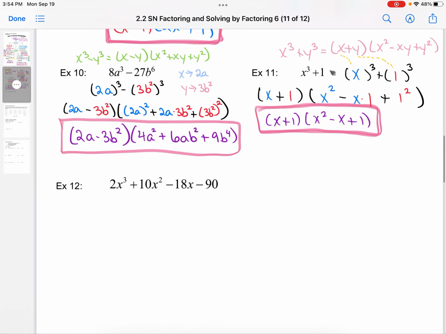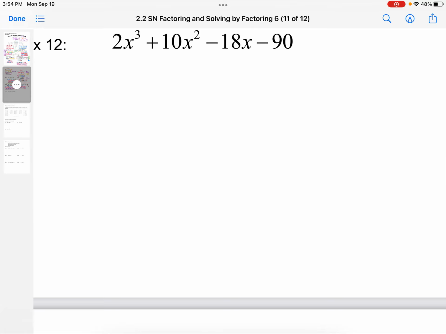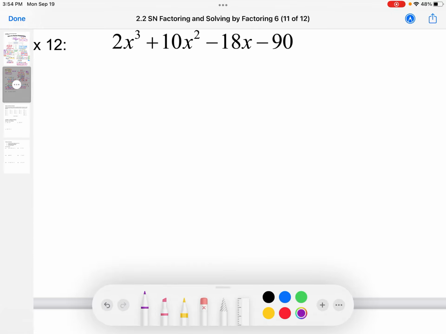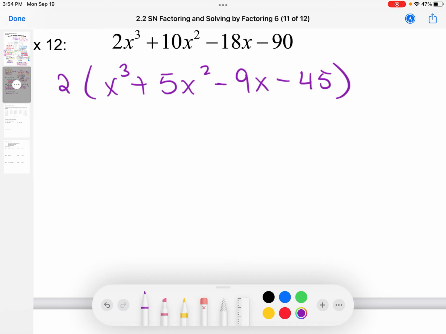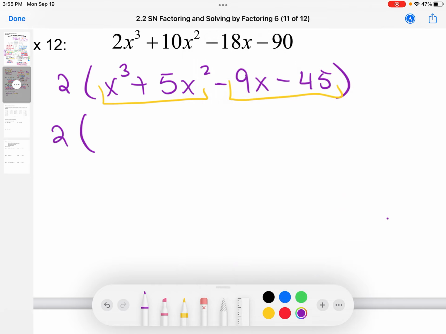Now, let's look at this last problem. Example 12. First thing we want to look for is if there is a greatest common factor. And there is a greatest common factor of 2. So we're going to factor a 2 out of every term. We get x to the third plus 5x squared minus 9x minus 45. Now, there are 4 terms on the inside, so we look for a greatest common factor in each group. Group in greatest common.